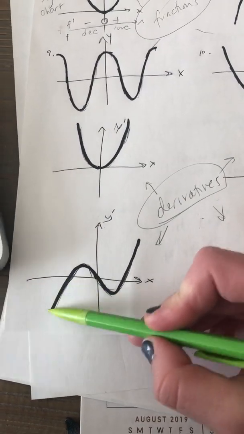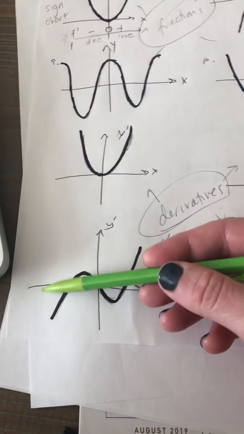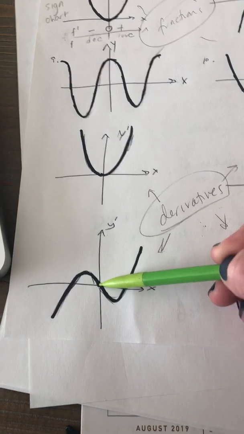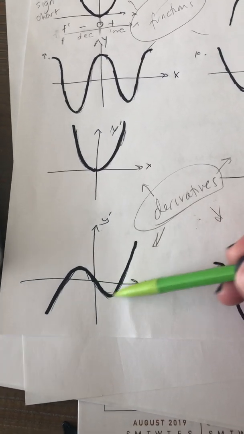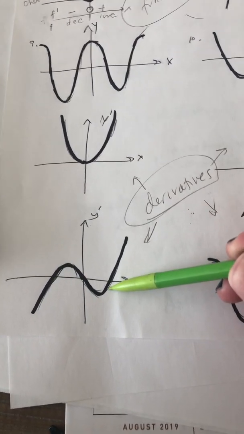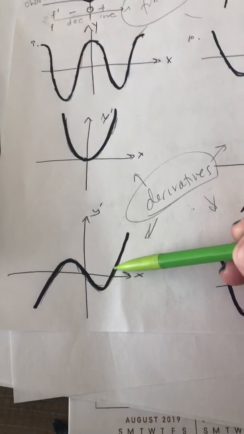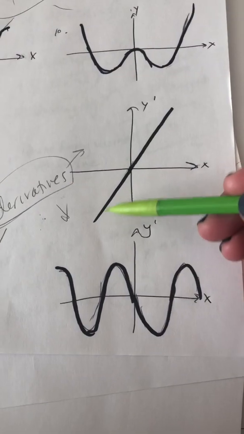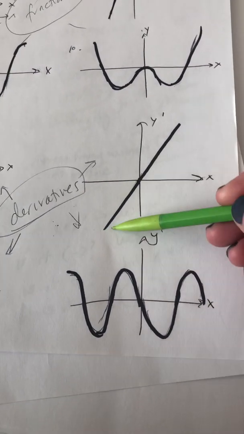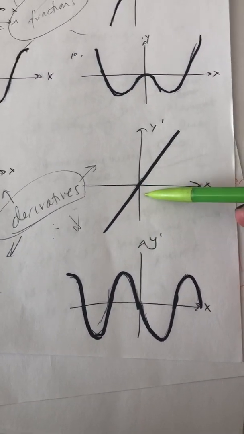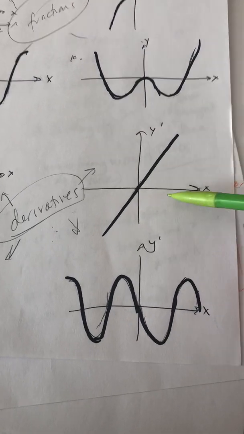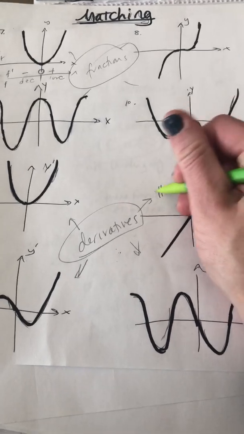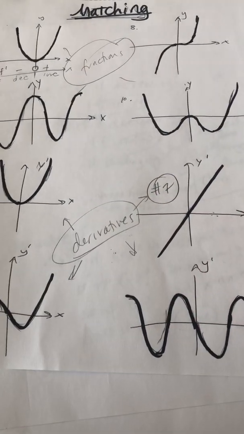These values start out below the x-axis right here. They're negative values. This section is above the x-axis, so those are positive values. Then I go back to being below the x-axis, which are more negative values, and then above the x-axis, which are positive values. That's way too much going on. This graph goes from below the x-axis to above the x-axis, so this graph goes from negative to positive. This is our graph, so this one goes with number 7.